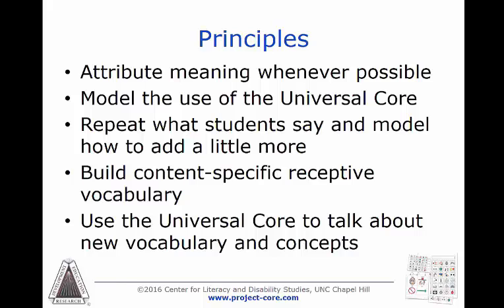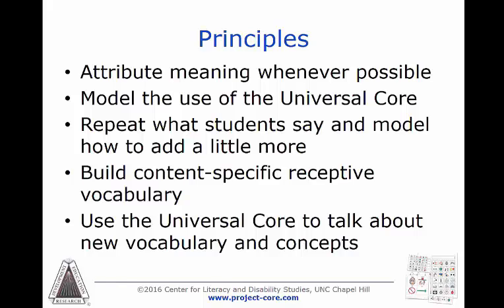The example from science offers a model of each of the principles we are emphasizing in building supports for Tier 1 of EMSAL. Regardless of the content area, successful implementation of the universal core during instructional routines requires adults to attribute meaning whenever possible while modeling the use of the universal core and using it to repeat and expand upon the ways students use the universal core.